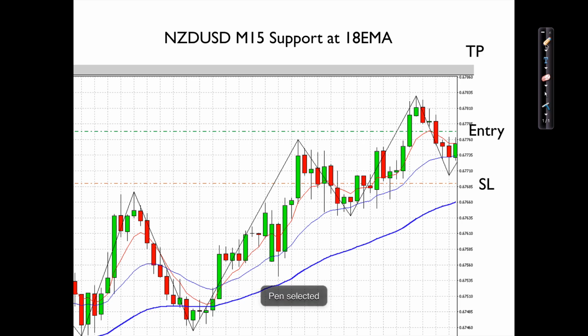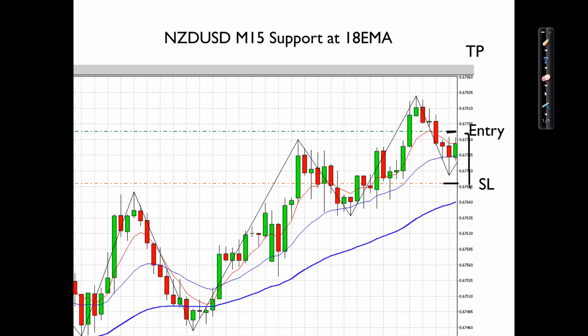Another example, New Zealand dollar. Again, okay, so in this case, it's bouncing off the 18. Has it been tested before? Yes, multiple times. I'm convinced the 18 is strong. Does it make a higher high? Is it a higher low? Yes. I've got my uptrend wave pattern. Where do I put my entry price? There. This green line is my entry price. Stop loss is over there.